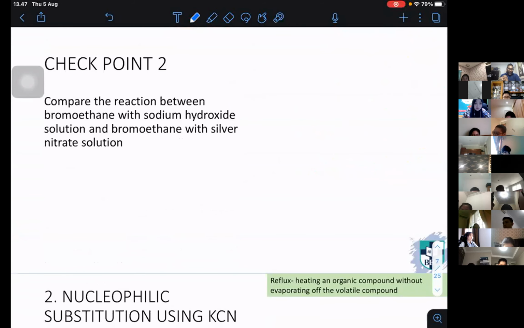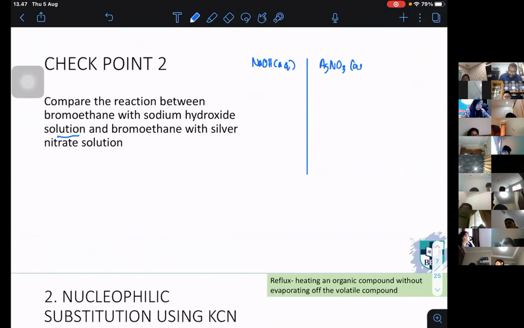Compare the reaction between bromoethane with sodium hydroxide solution, and bromoethane with silver nitrate solution. So how do I compare both reactions? I just put over here: I have sodium hydroxide aqueous, and I have the silver nitrate, which is also aqueous. When I compare, I need to ask what is the similarity, and what is going to be different?